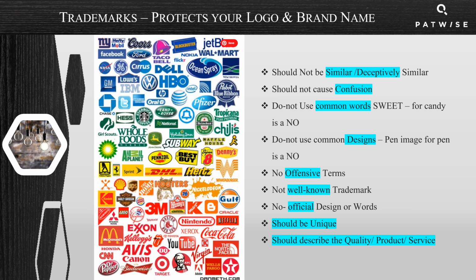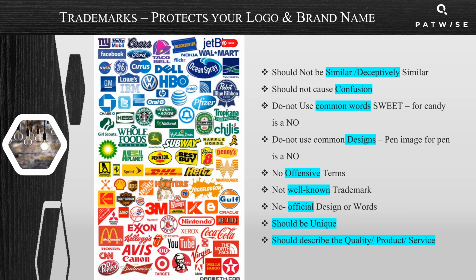What are some of the rules one has to follow to get a unique trademark? The trade name or the trademark should not be similar or deceptively similar to your competitors or to an already existing trademark registered in the trademark registry. It should not cause confusion to the customer. Do not use common terminology describing the product. Do not use common designs, no offensive terms. Do not use any well-known trademarks. No official designs or words are also allowed.